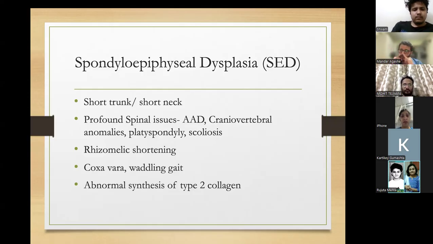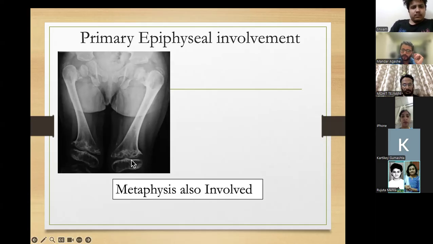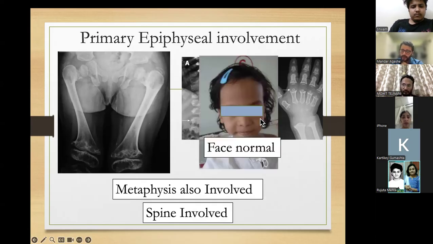So if you have profound epiphyseal involvement with profound spinal involvement, scoliosis, craniovertebral anomalies, atlantoaxial anomalies, always remember that this can be spondyloepiphyseal dysplasia. All right. Then again, profound involvement of epiphysis as well as metaphyseal involvement. The spine is also involved, but not to the extent of SED. You can see that there are significant deformities in the upper limbs also. And a very characteristic feature is a dwarf with a normal face. This is a normal face.